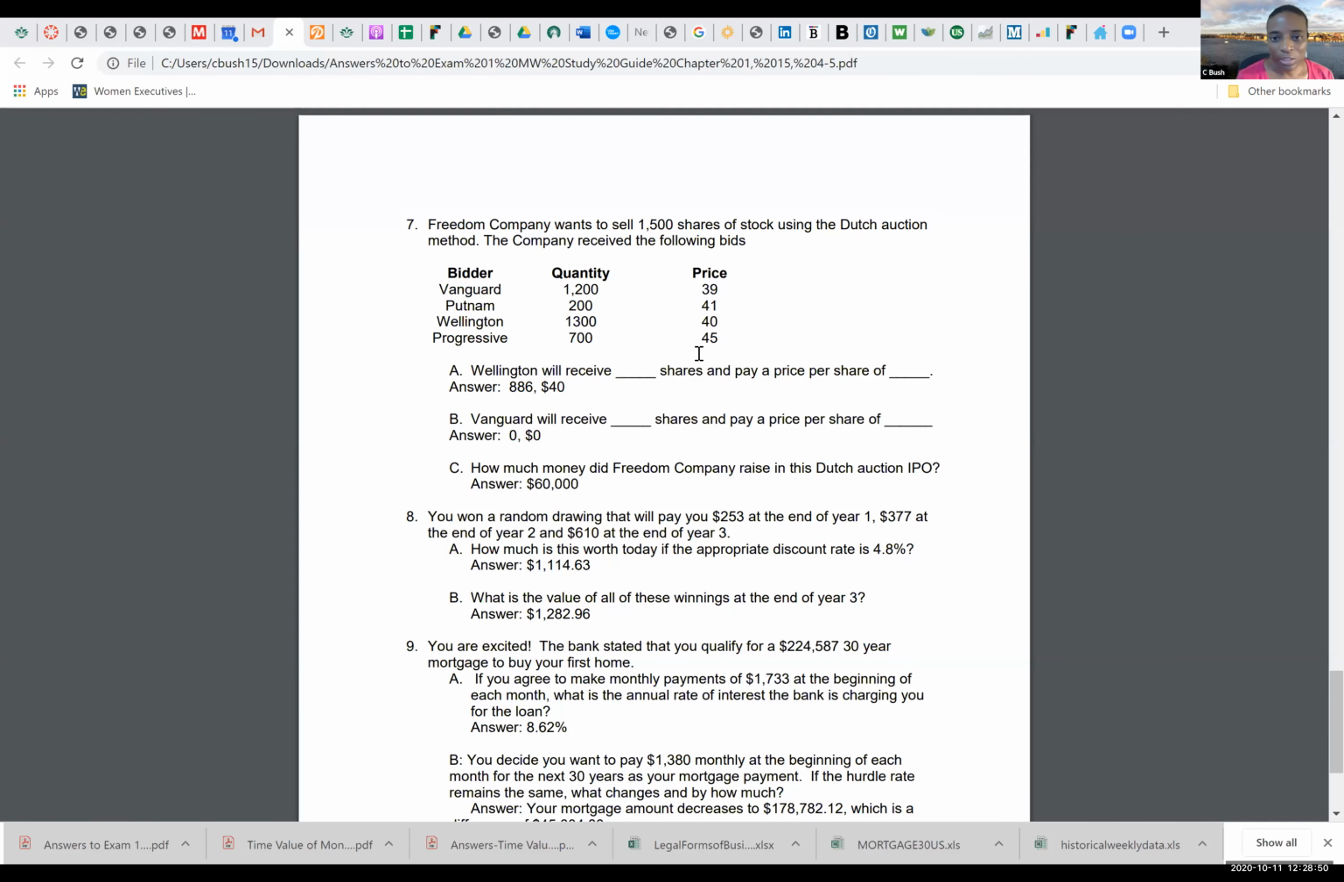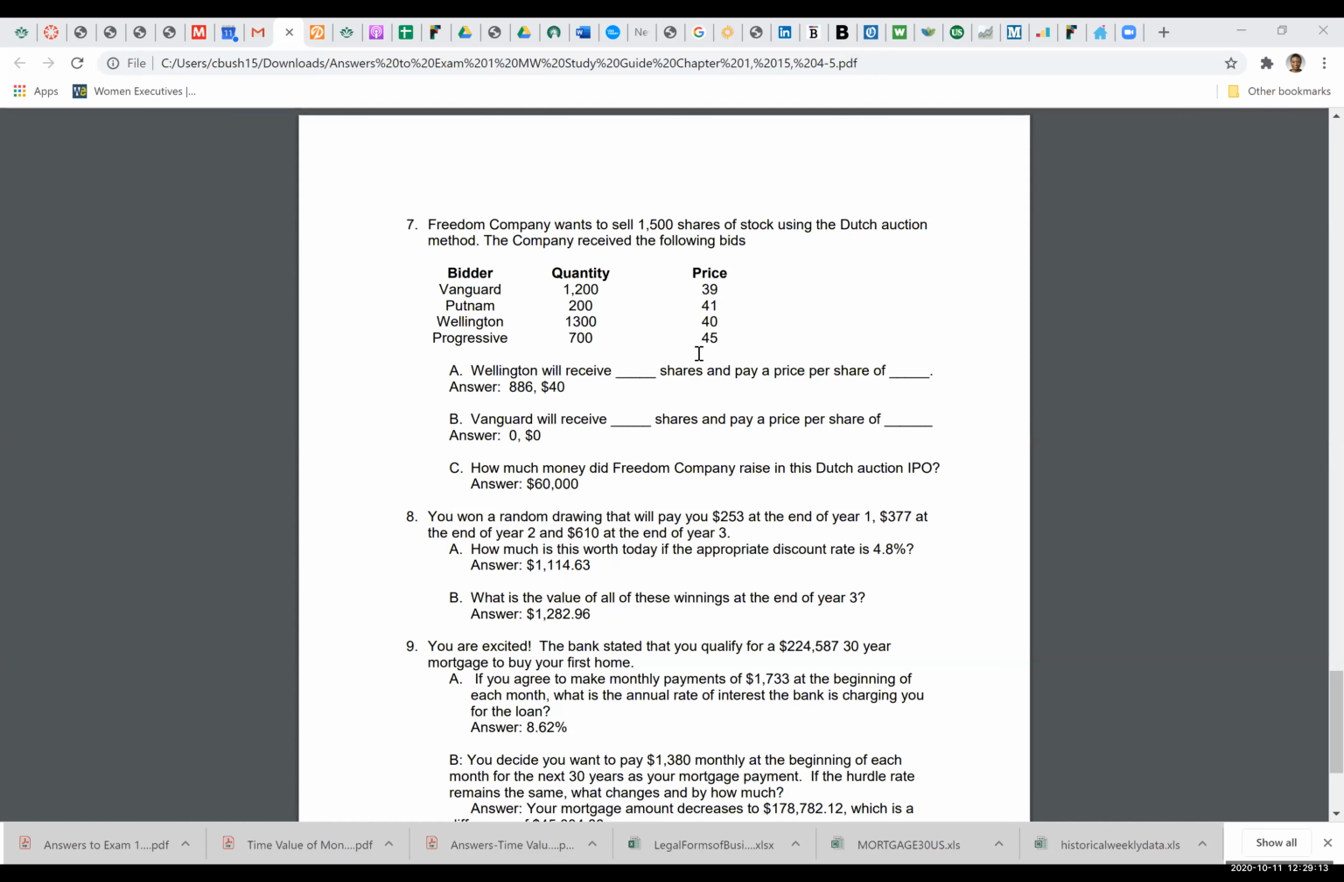Okay, so I tell people when you do a Dutch auction on the exam, I would highly suggest taking these bids and putting them in order from highest bid, meaning highest price bid, to lowest price bid. It makes it a lot easier. So the first step is organizing from highest to lowest by price.